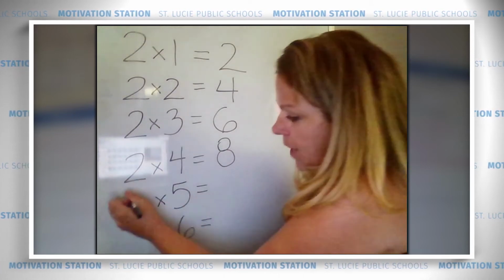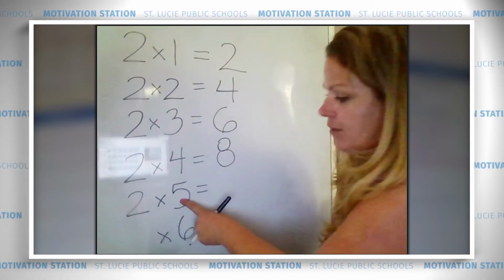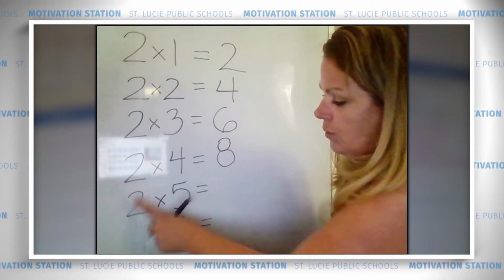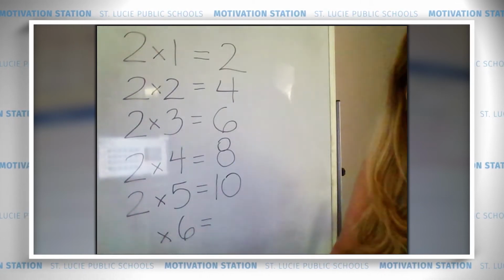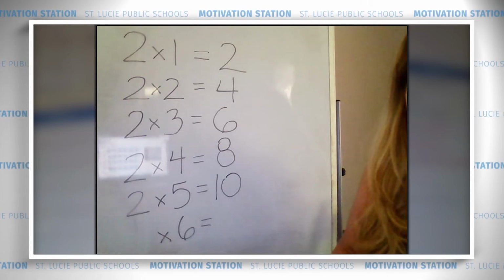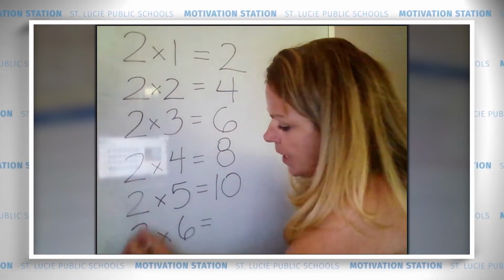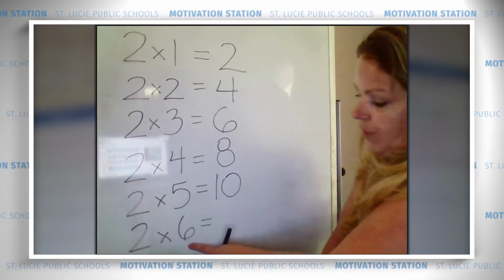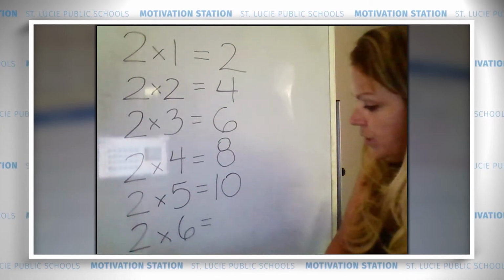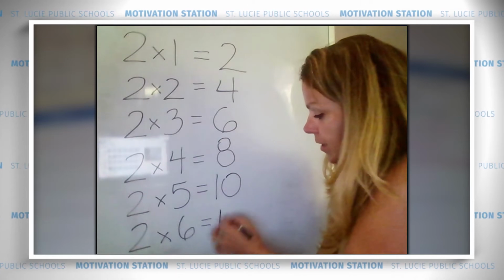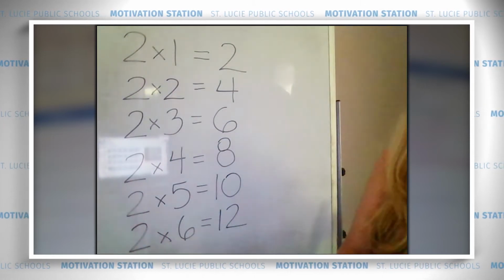I roll a factor of 2. I roll a factor of 5. I have 2 equal groups of 5. That would give me a product of 10. I roll a factor of 2. I roll a factor of 6. 2 groups of 6 would give me a total product of 12.